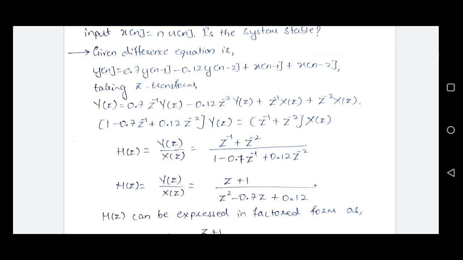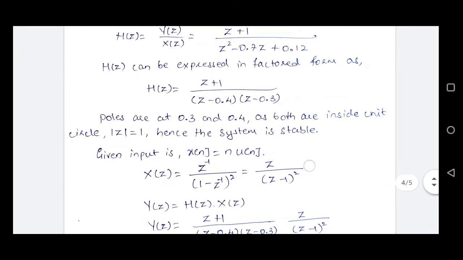Now rewriting this ratio for the positive powers of z, we will get z plus 1 in the numerator divided by z square minus 0.7 z plus 0.12 in the denominator. And the denominator polynomial is also referred to as the characteristic equation, and the roots of the characteristic equation will be the poles.